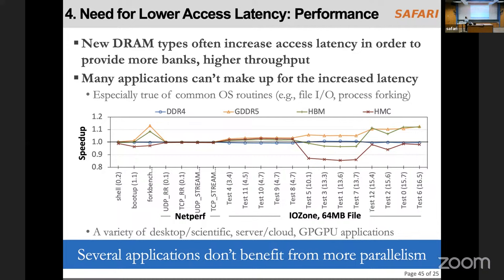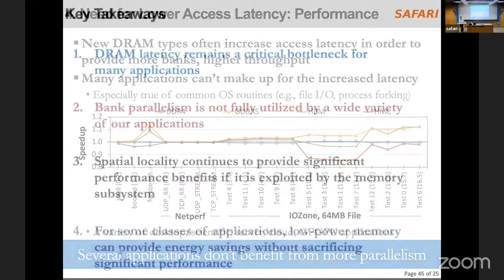For example, some of these memory models are optimized for bandwidth, like GDDR5 and HBM, but they are not very good at latency. So you can see that for some of these benchmarks, we actually observe better performance when we are using faster memory models or memory interface. For some of these benchmarks, we observe better performance when we are using more high bandwidth memory. So basically, several applications don't benefit from more parallelism, and it's important to also have this fast memory interface.